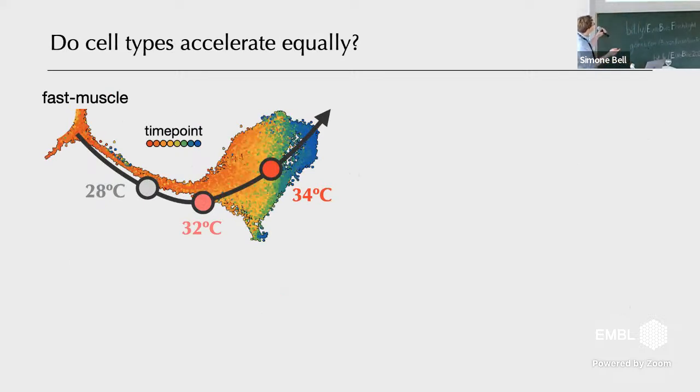Something that's not common to do, something a little bit different, is we can also ask the same question at the cell type level. So we can ask, do cell types actually accelerate equivalently? We know the whole embryo is accelerated. But now what if we look at trajectories of, say, the muscle cells? This is the full developmental reference, but of just muscle cells. And we would assume that any given embryo at 28 degrees would land earlier on average in this trajectory than the higher temperature embryos.